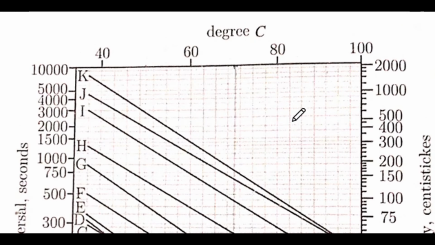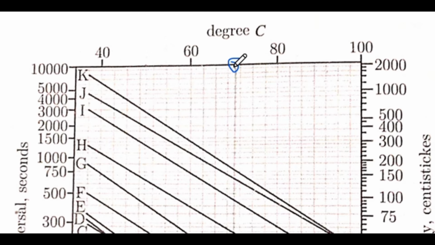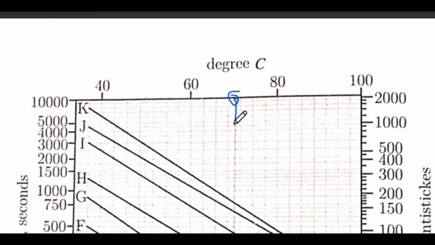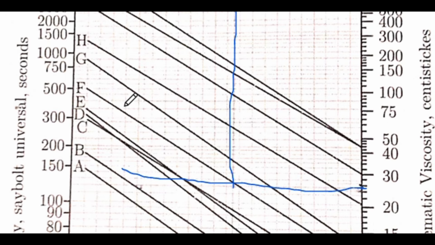We only look at these two parts. The temperature in degrees is given; we already assumed 70 to be the oil temperature. So this is one point, and the kinematic viscosity in centistokes we found is 27.7, so there will be a point somewhere around here. If we draw lines for these two, they might intersect somewhere here. The curve that intersects at this point is F. So we understand that F is the corresponding curve.